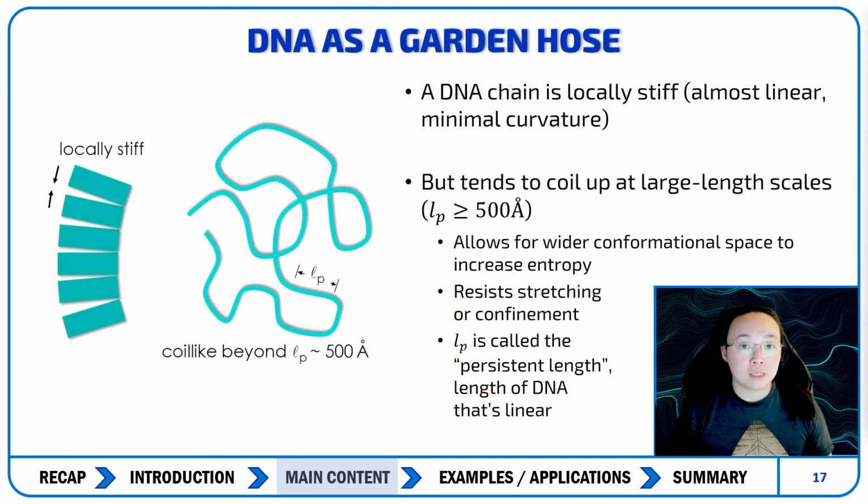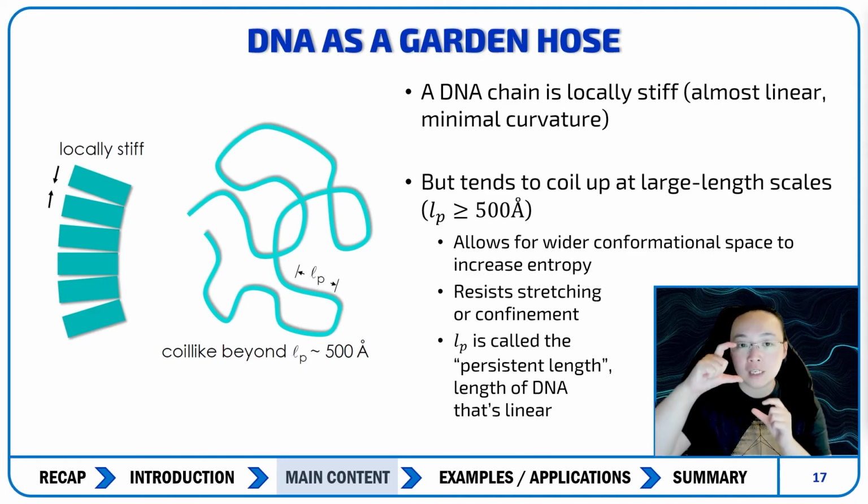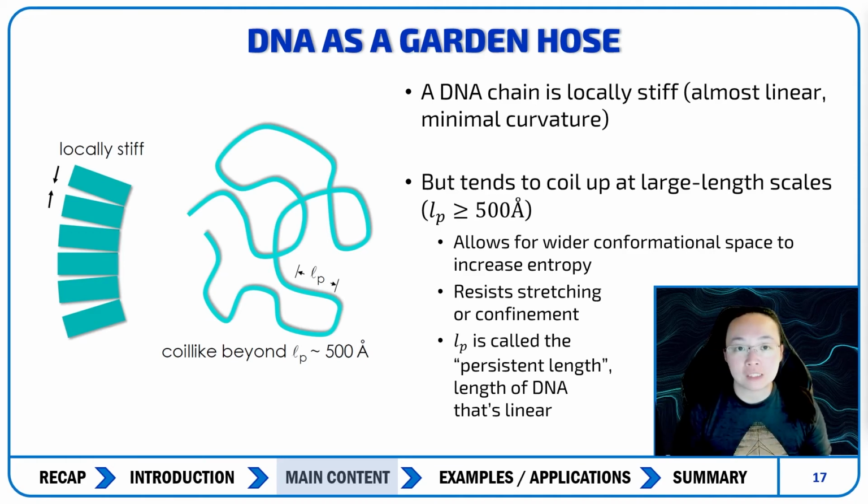So that's one way of modeling DNA. Another way of modeling DNA is like a garden hose, or basically like a random string. If we take a look at a short section of DNA, it's actually pretty stiff because it's a double helix and it's hydrogen bonded with those base pairs. So it's almost considered linear with minimal curvature if you're looking at a short piece of DNA. So we consider this part to be locally stiff. But if you have a really long strand of DNA, then that's a totally different story.